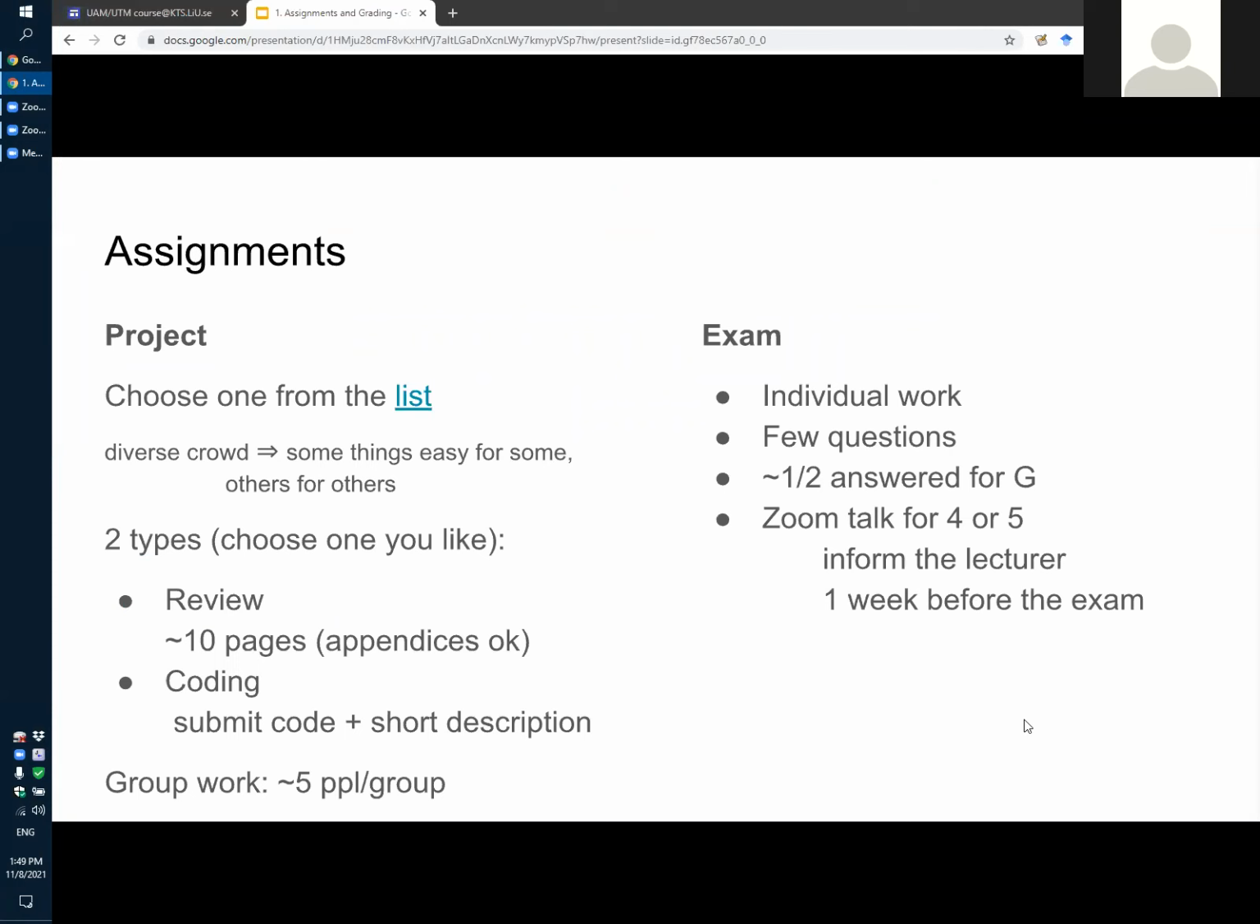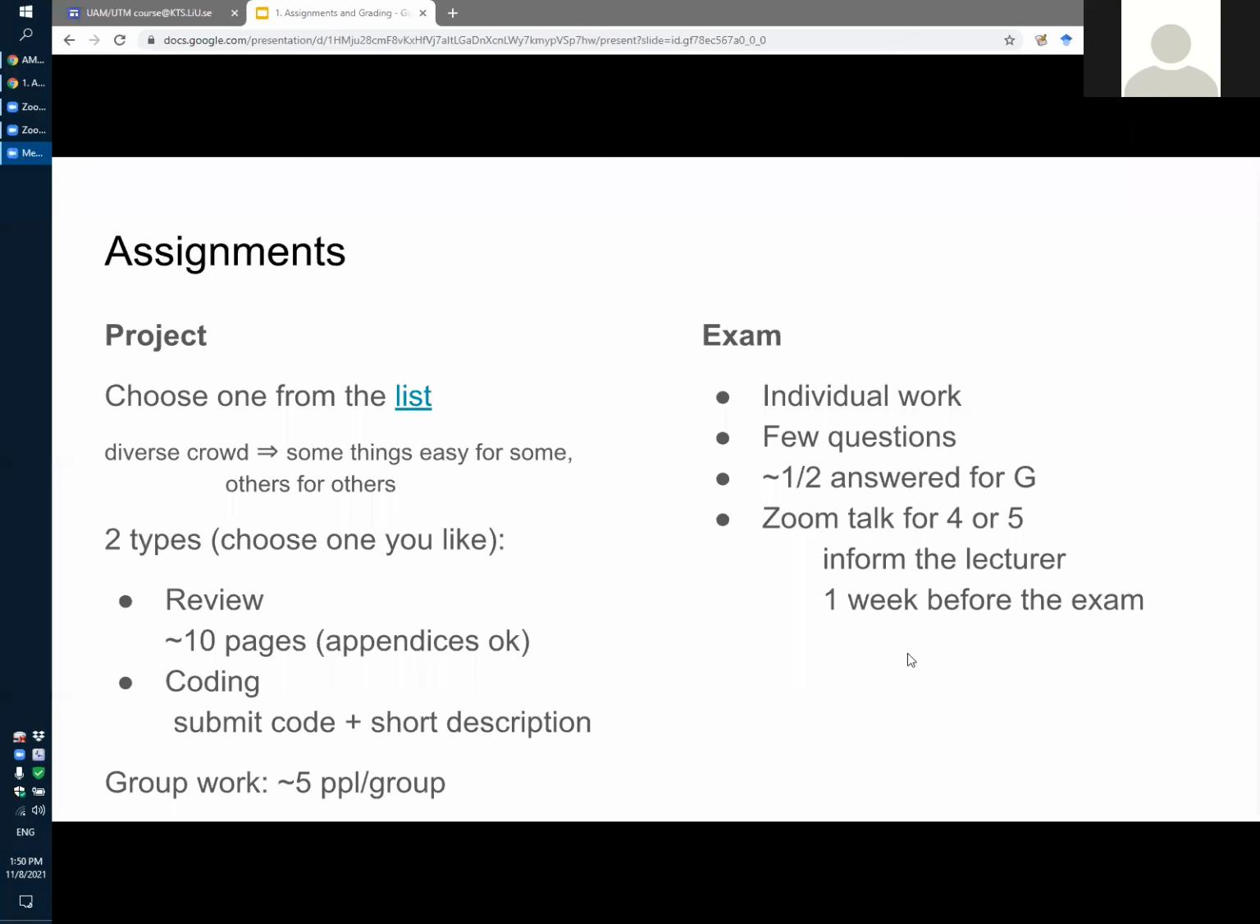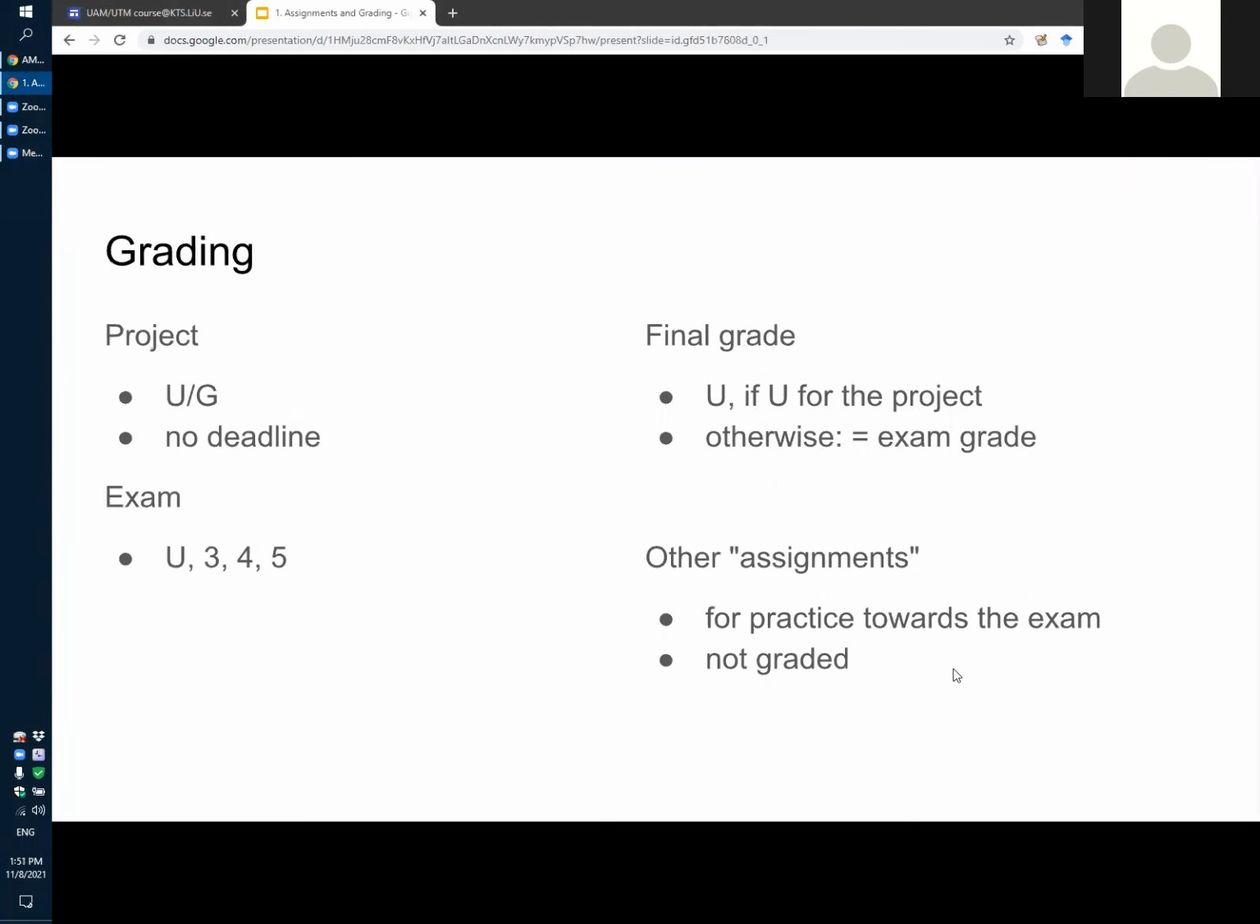I'm more interested in the content of the report. And maybe I should make a note to explicitly state that it's fine to write in Swedish. Hope I addressed that. Right, so that's about the assignments, project and exam.